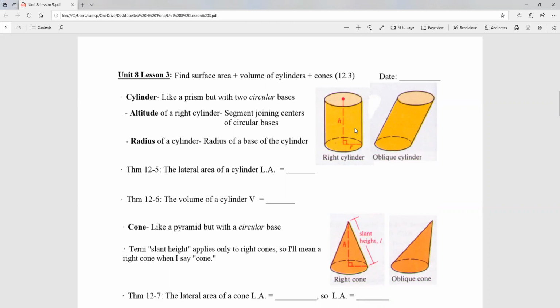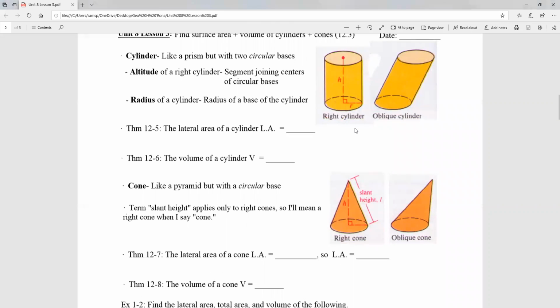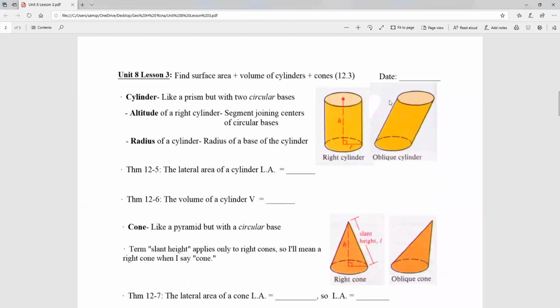So today's stuff is like a lot of review. All the formulas, everything we're going to be learning today is what we've learned already in previous classes, but now we're just going to be combining them. So first thing we're going to talk about is the cylinder.